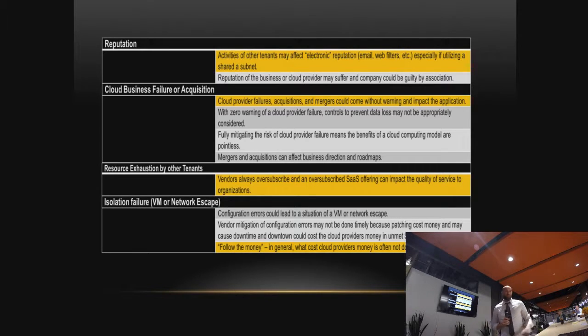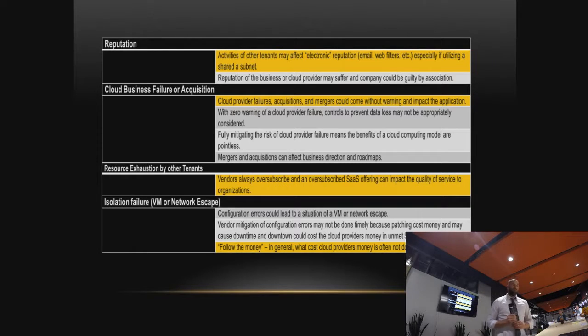So reputation: activities of other tenants may affect electronic reputation, especially if utilizing a shared subnet. And I specifically cited email and web filters. Why? Because my email filter is in the cloud, and when my team stood it up, one of the IPs kept getting blocked, and mail wasn't being received, and it was because the previous tenant sent out a lot of emails and was on a blacklist, and I got their IP address, so we had to work with them to get a new IP address.